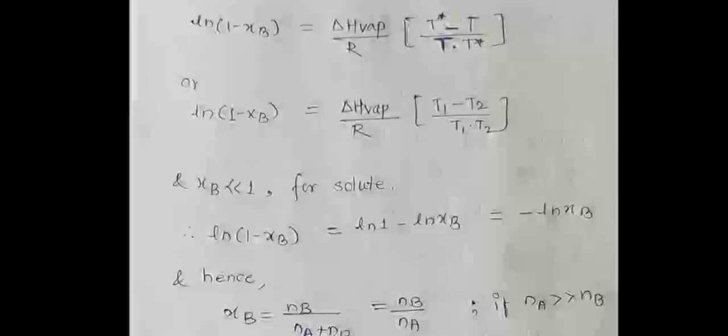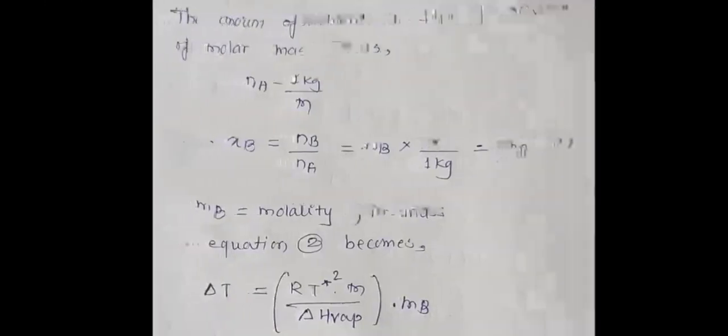And we know the definition of mole fraction. XB is equal to nB upon nA plus nB. Here nA is the number of moles of the solvent, and nB is the number of moles of the solute. So you can write just nB upon nA, because the number of moles of the solvent is much greater than the solute moles. So the denominator term is only nA. So XB is equal to nB upon nA, the number of moles of the solute divided by the number of moles of the solvent.